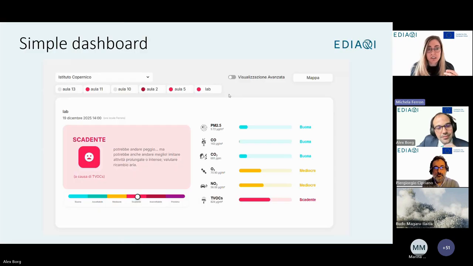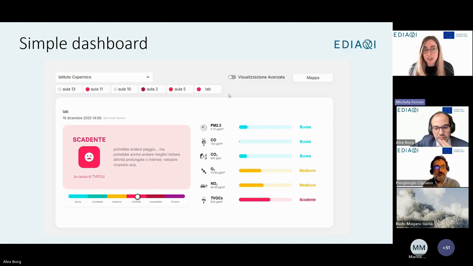Next slide, please. A quick peek inside the simple version of the dashboard, designed in this case for a school environment to support awareness and everyday decision making. At the top, users can see synthetic air quality indicators for multiple classrooms, which supports social comparison with other students.